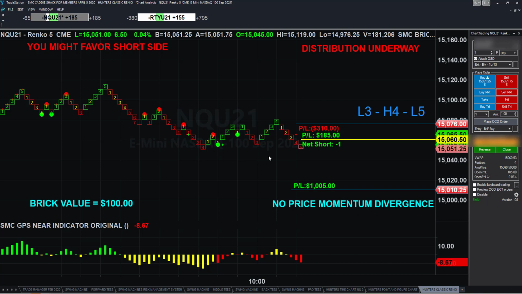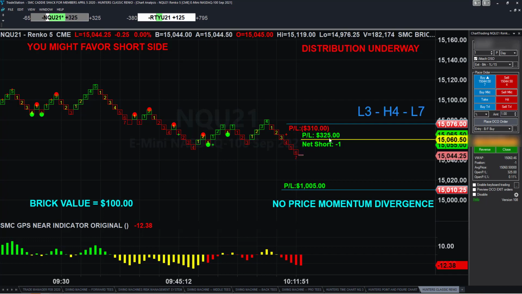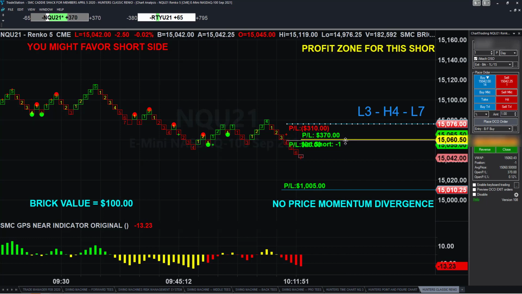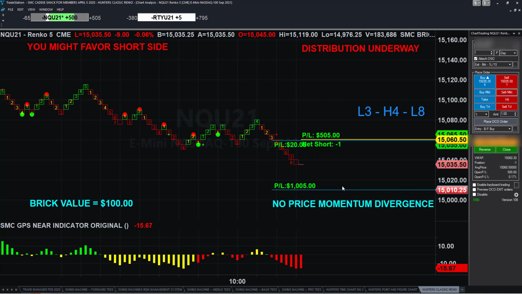Now, when we get up the width of our stop, 310. Now this position is up 210. When we get up 300, 310, and there it is. I'm now going to take my stop and move it right under where I placed the trade. I have a guaranteed winner.